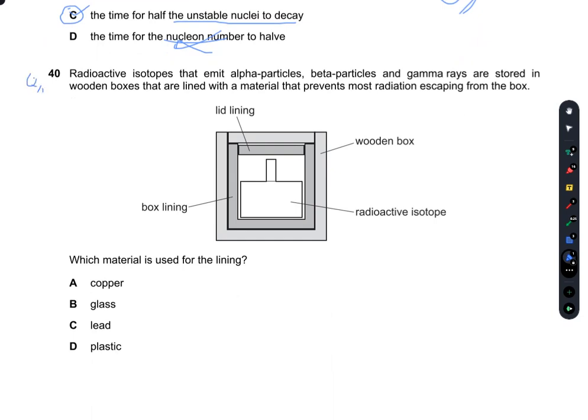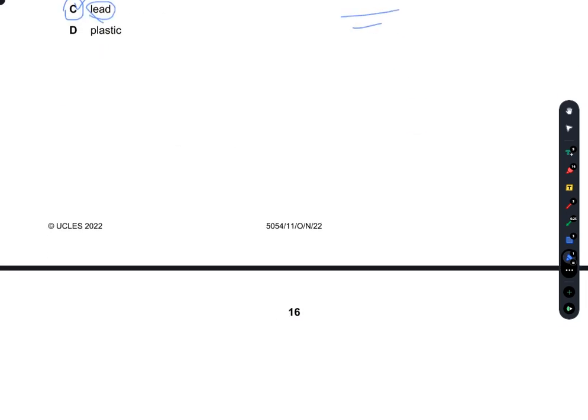So last question, question number 40. Radioactive isotopes that emit alpha particles, beta and gamma are stored in wooden boxes lined with a material that prevents most radiation escaping from the box. So which material is used for the lining? Lead. Lead has the most resistance to the alpha, beta and gamma particles. Lead does not allow most of them to pass through. So I will definitely use lead for lining, and lead is also used in the nuclear power plants, in the nuclear factories, because it is highly resistive to the alpha particles, beta particles and gamma rays penetration. So C is the right option.